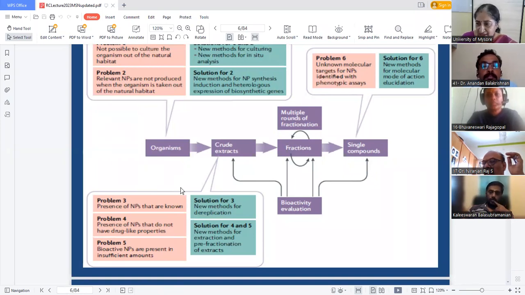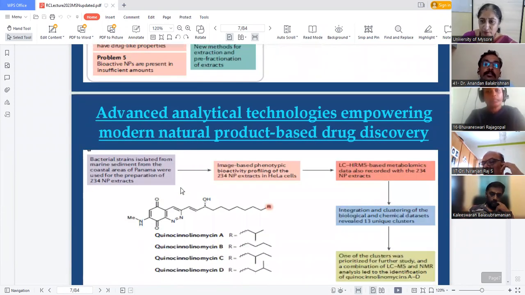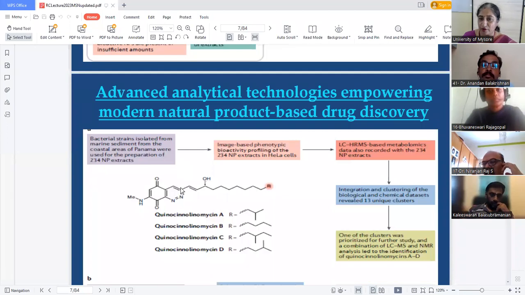That is using certain assays. And if it obeys, you proceed further. So this is the basic step. Otherwise, you also have natural products with advanced analytical technologies that could be adapted in order to screen for a program.